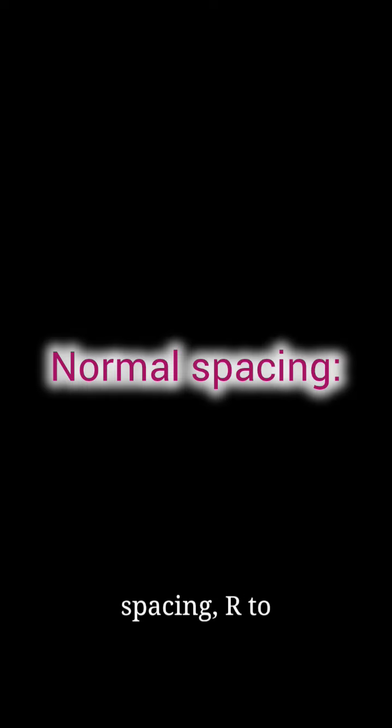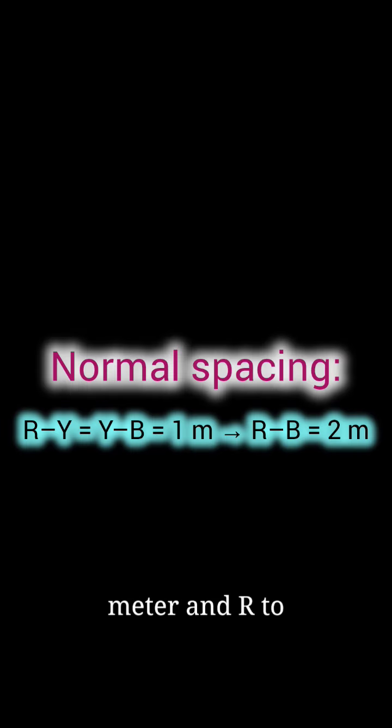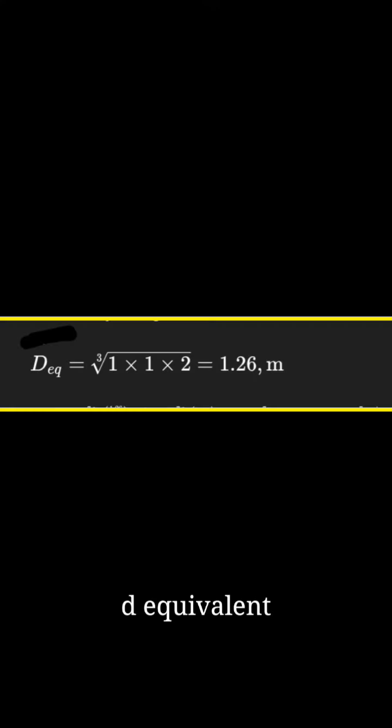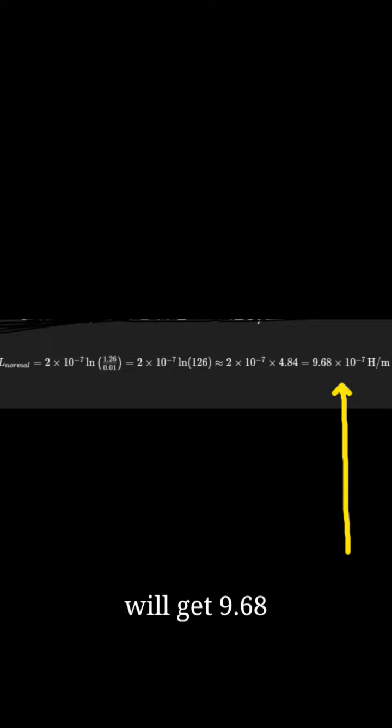So we saw the inductance per phase due to uneven spacing between the conductors. Let's have some numerical values. For example, in case of the normal spacing, R to Y is equal to Y to B is equal to 1 meter and R to B is equal to 2 meters. These are the three live wires or phase wires, R, Y and B. So D equivalent is equal to cube root of 1 into 1 into 2, which is 1.26 meter. Let's now calculate the inductance, which is the normal inductance. Using the same formula, we will get 9.68 into 10 to the power of minus 7 Henry per meter.